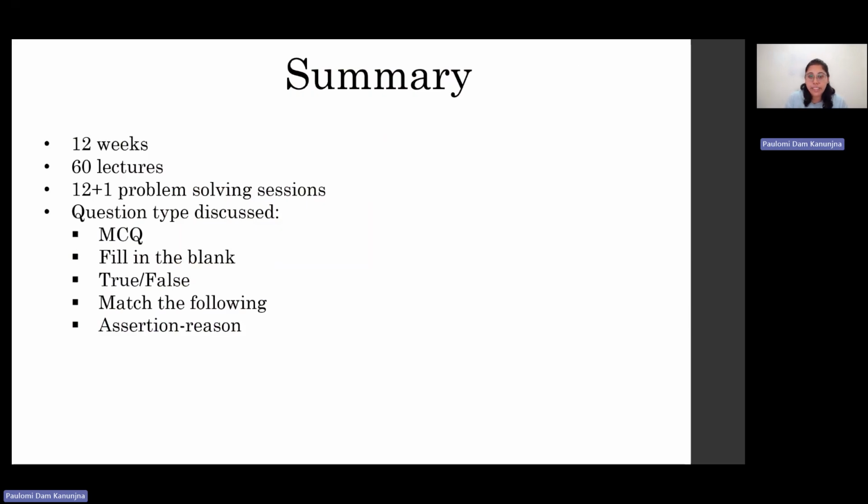So this is the summary of this course and the problem solving sessions that we have had. The course Animal Physiology is a 12 weeks course, and each week had 5 lectures. So overall for this course you have a 60 lectures syllabus. And for the problem solving, we have had 12 problem solving sessions. The last one will be the 12th problem solving session, which will be after today's session, on Monday. And 12 plus 1, this is the extra session.